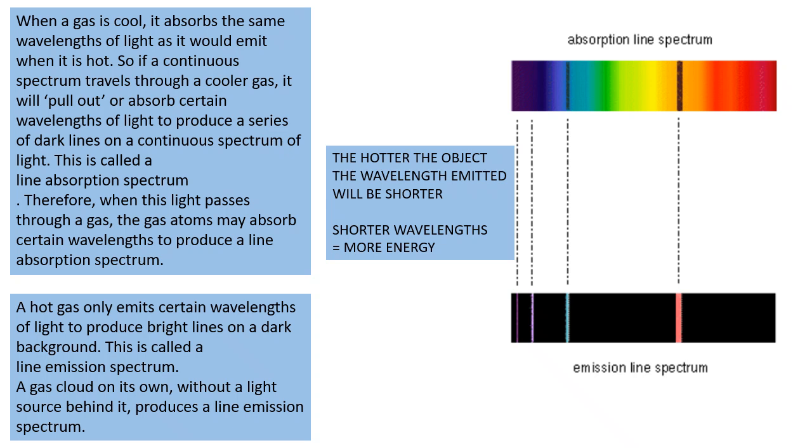So if a continuous spectrum travels through a cooler gas, it will pull out or absorb certain wavelengths of light to produce a series of dark lines on a continuous spectrum of light. This is called a line absorption spectrum. Therefore, when this light passes through a gas, the gas atoms may absorb certain wavelengths to produce a line absorption spectrum. A hot gas only emits certain wavelengths of light to produce bright lines on a dark background. This is called a line emission spectrum. A gas cloud on its own without a light source behind it produces a line emission spectrum.